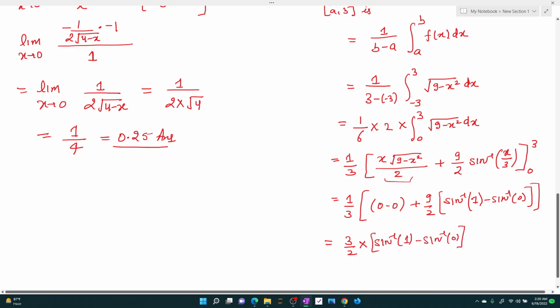We know that sine inverse 1 is nothing but pi by 2, and sine inverse 0 is nothing but 0, right? So this is pi by 2 minus 0, and hence the value is coming out to be 3 pi by 4. So 3 pi by 4 is the answer here.